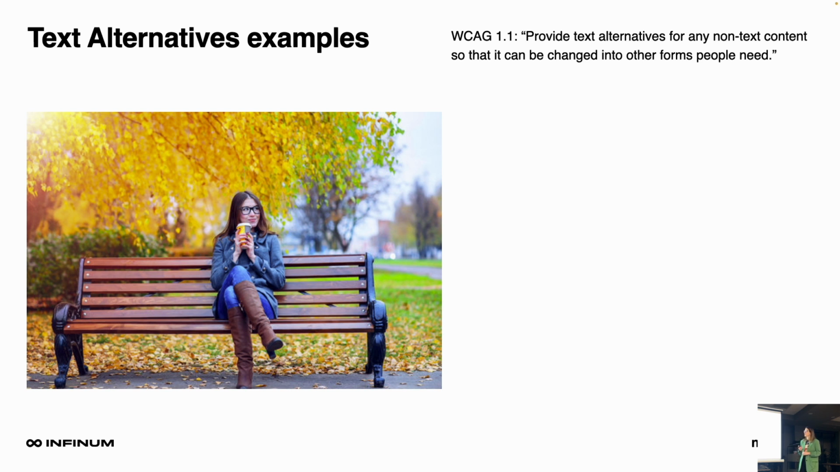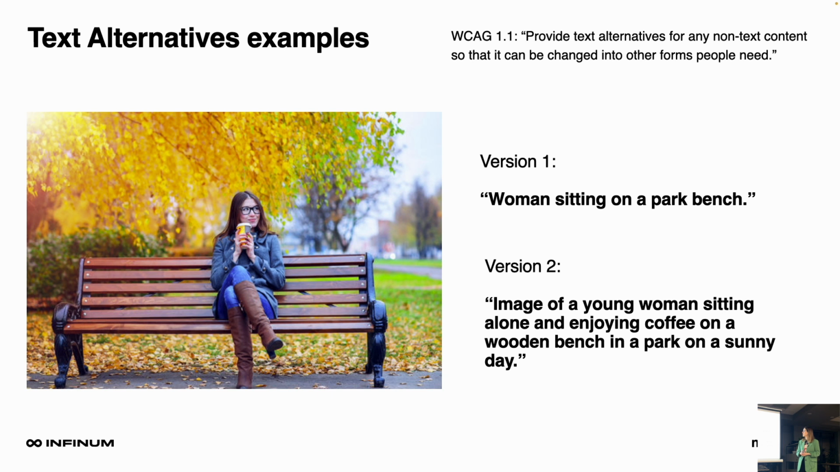Now I'm going to show you two versions of alt text. The first version is: woman sitting on a park bench. And the second version is: image of a young woman sitting alone and enjoying coffee on a wooden bench in a park on a sunny day. Now I want to ask you, what do you think, which one is better, version 1 or version 2? Version 2. Yes.